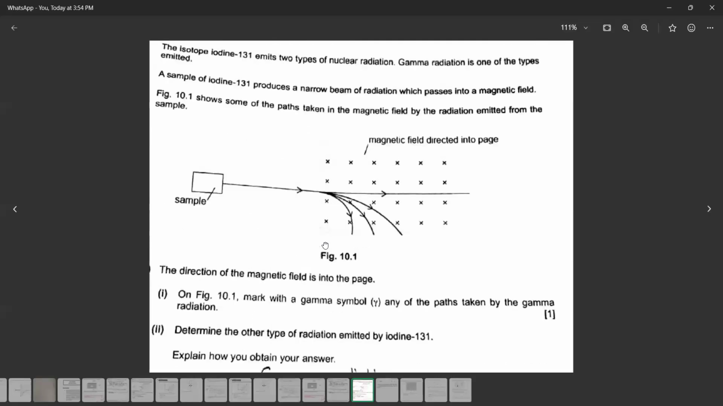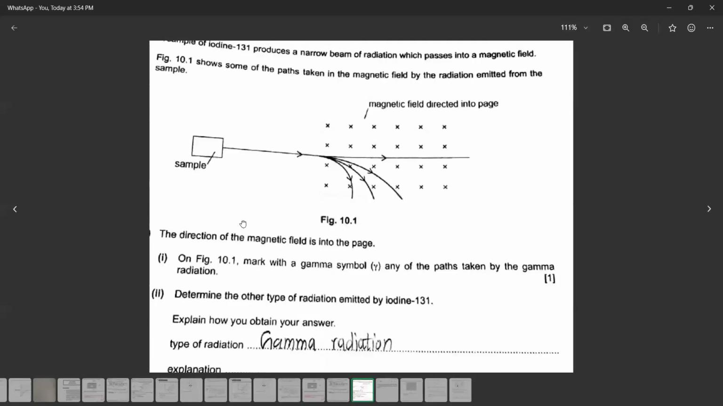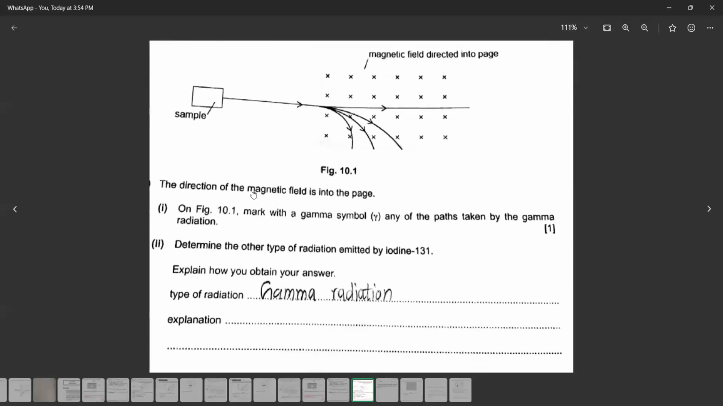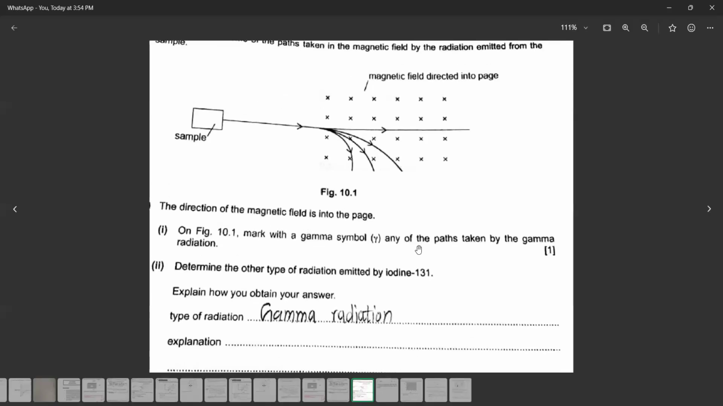So the direction of the magnetic field is into the page. In Figure 10.1, mark the gamma. We have to mark gamma because gamma is not deflected by the magnetic field, it does not change direction. Then determine the other type of radiation emitted by the iodine. What could be the other type of radiation? How can you identify it? There is a large deflection, and it's also into the page.